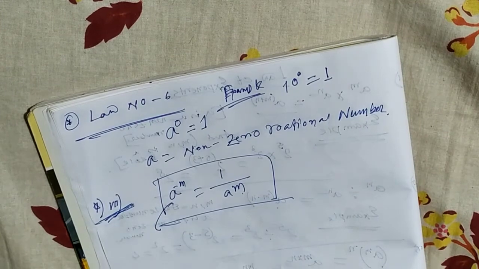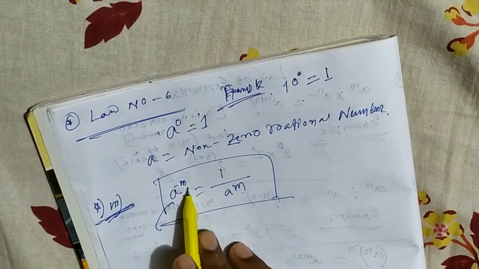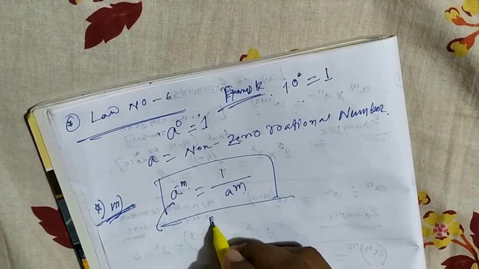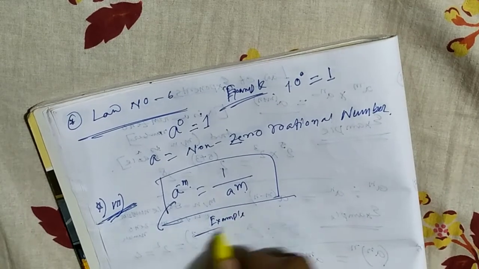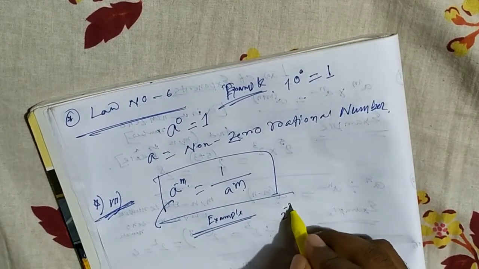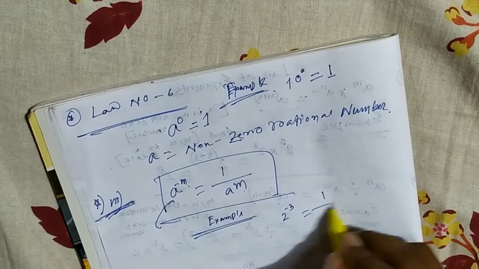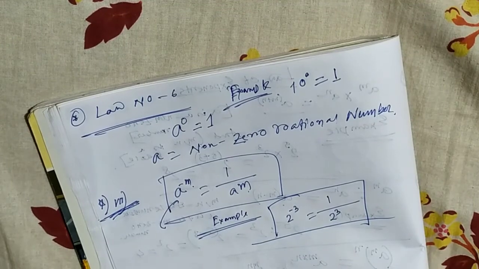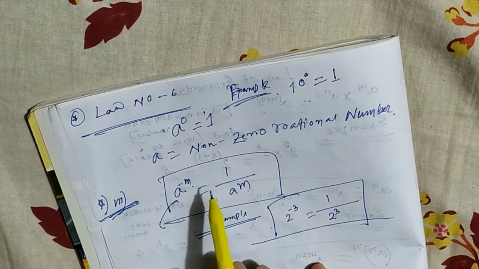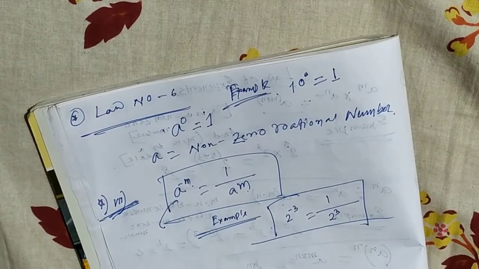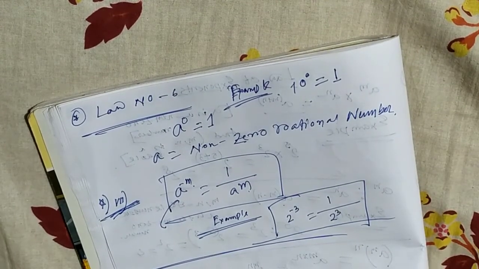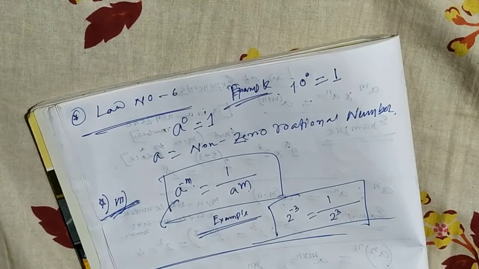In law number 7, we say that a to the power minus m is equal to 1 by a to the power m. For an example, this is the answer as per law of exponent. These are the 7 laws of exponent. These 7 laws of exponent are very, very important.